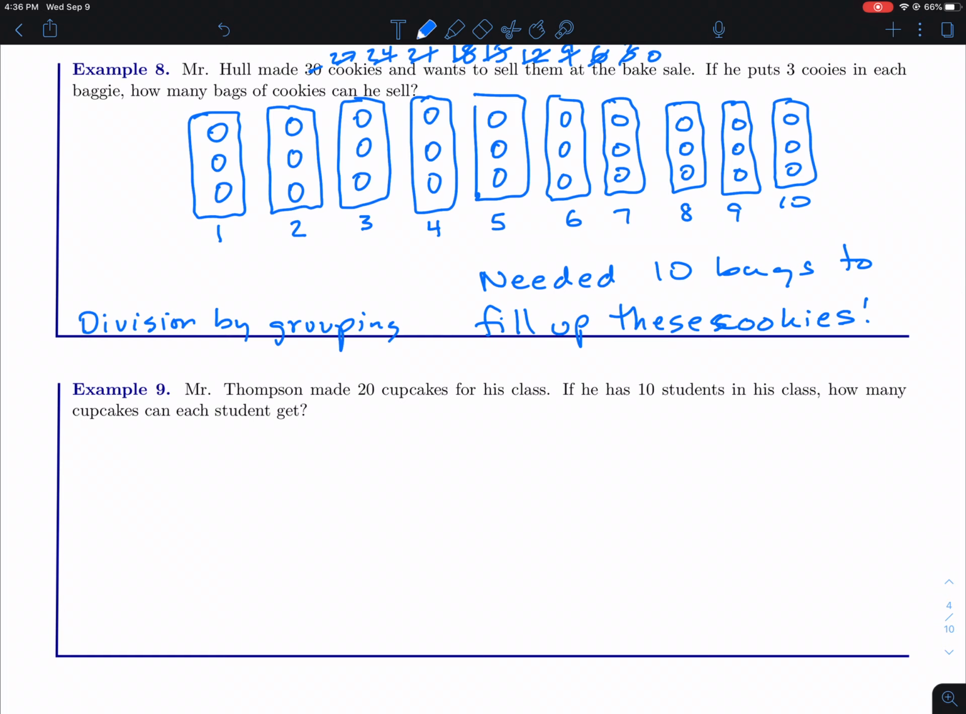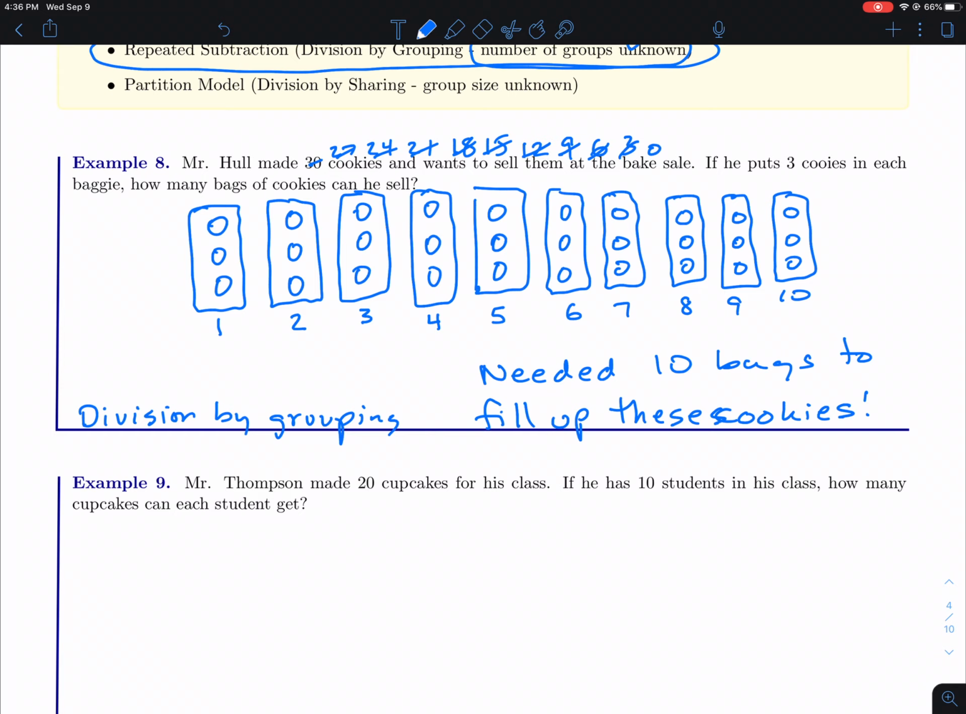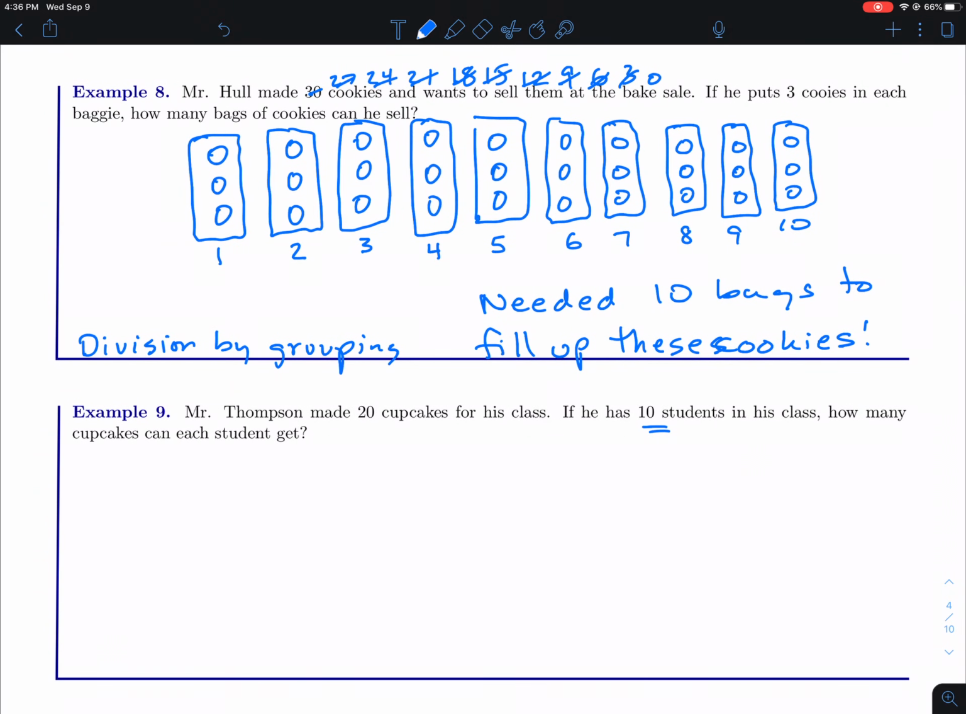So Mr. Thompson made 20 cupcakes for his class. If he has 10 students in his class, how many cupcakes can each student get? So in this case, we actually know the number of groups. The 10 is how many groups we have. So think of those as the number of bags we had in the last class. But the problem is we don't know how many cupcakes each student is going to get. So we don't know what would be going into that bag. So that's why this one's slightly different than the one above. So this one we're going to do the partition model, or division by sharing.